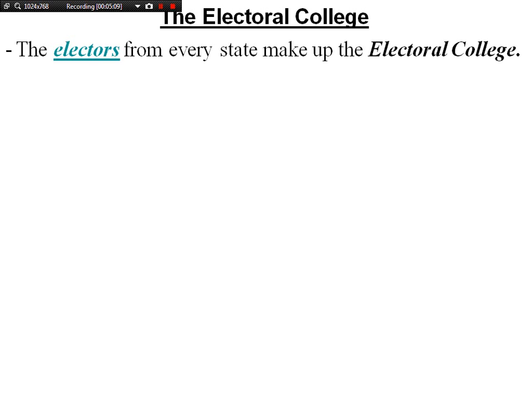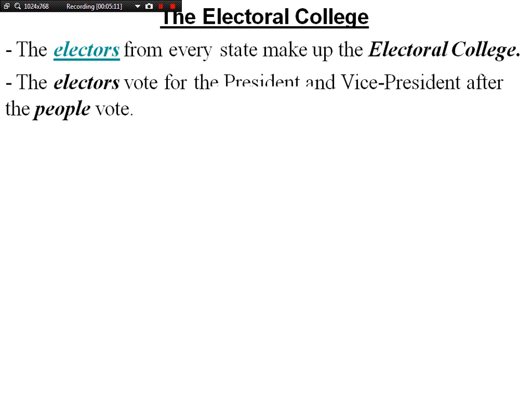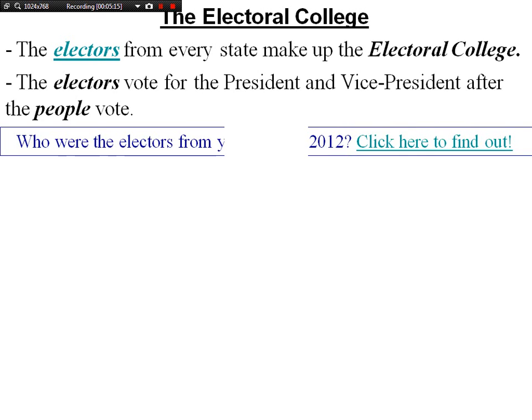The electors from every state make up the Electoral College. The electors vote for president and vice president after the people vote. You can take a look, we show this in class, at who your electors were from your state. What it is, guys, is that we have a winner-take-all system, and these people are chosen. They're supposed to vote the way that people vote. Sometimes they don't, but usually they do. And since you're in the state of Illinois, most of the time our votes do go to the Democratic Party. Not always, but they do.